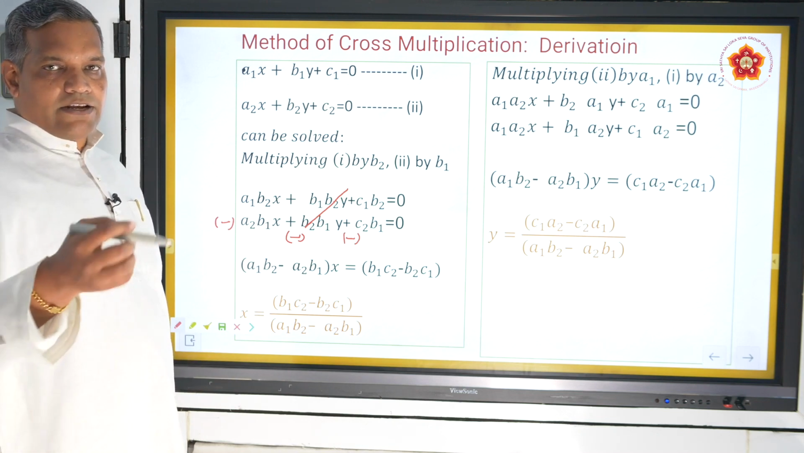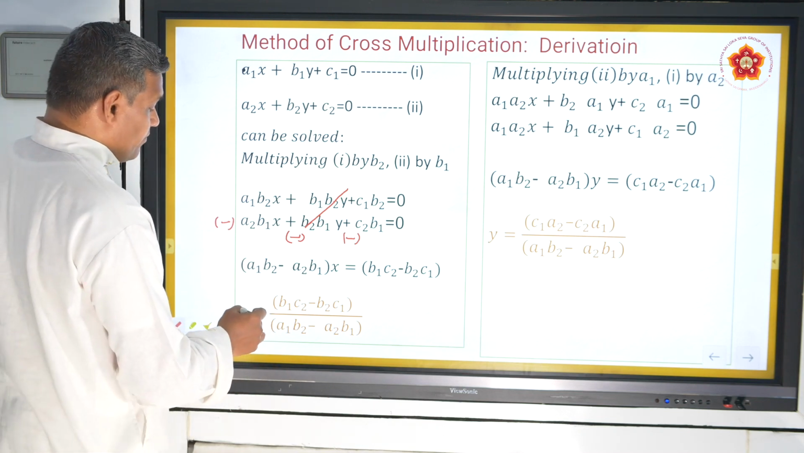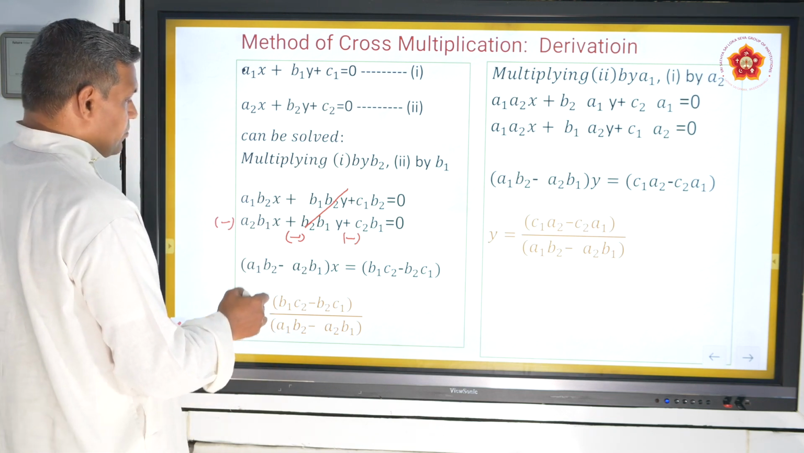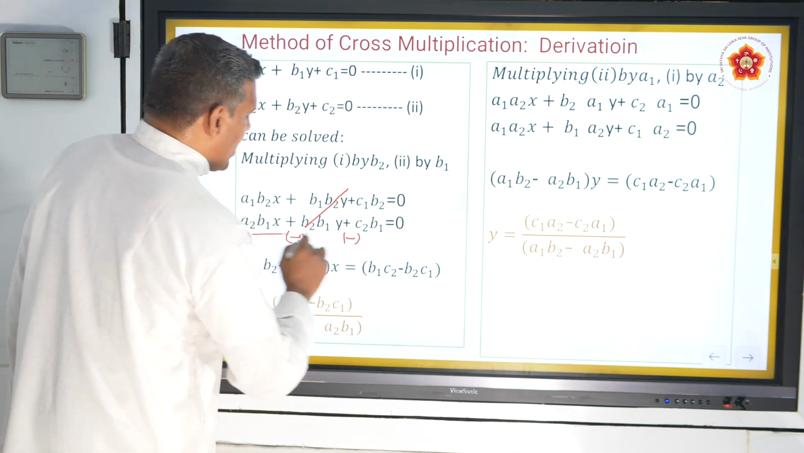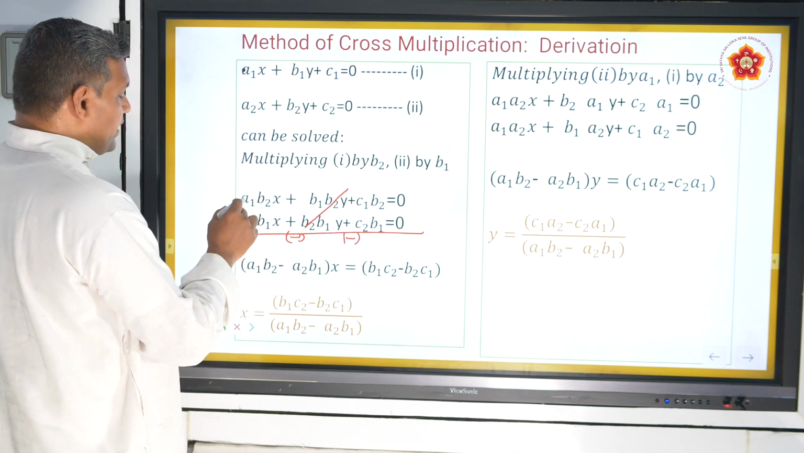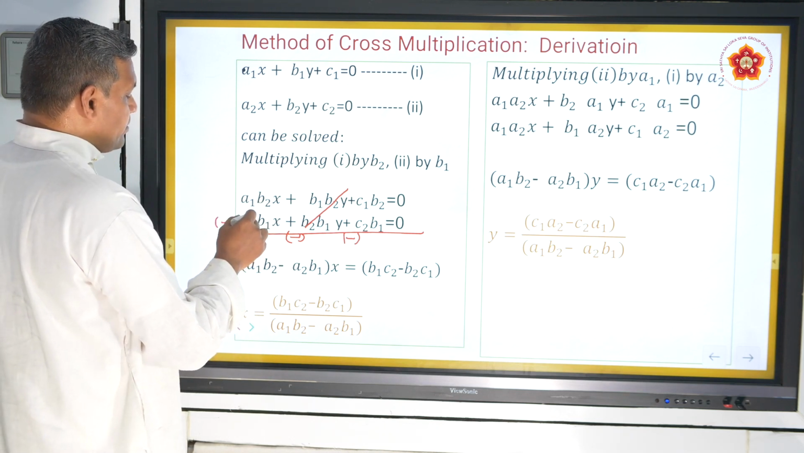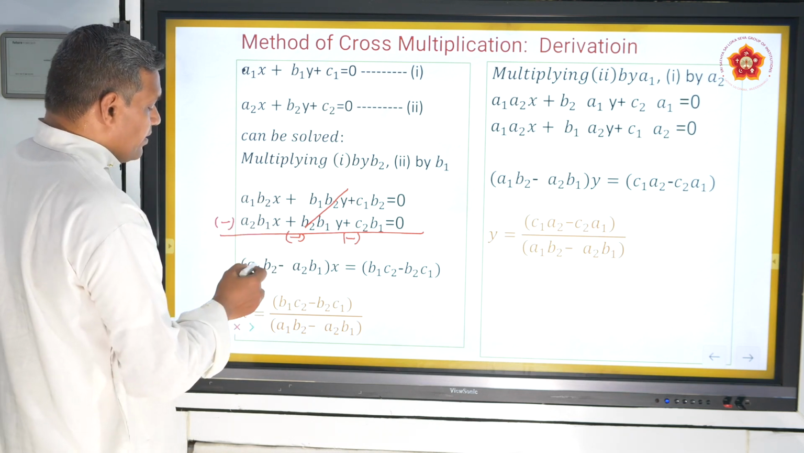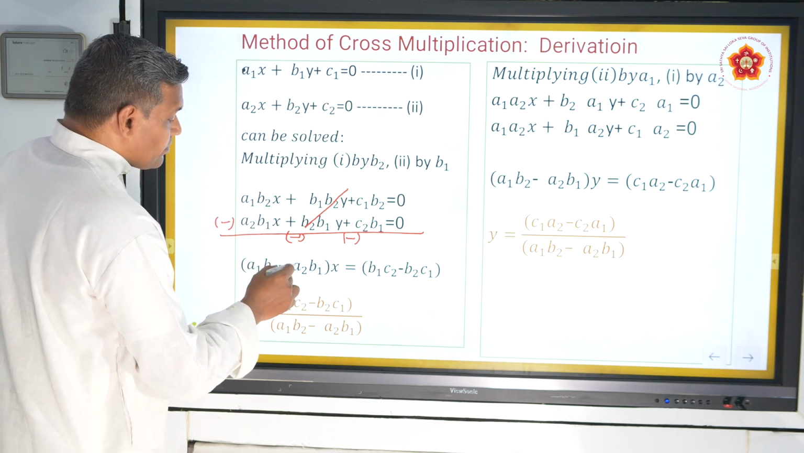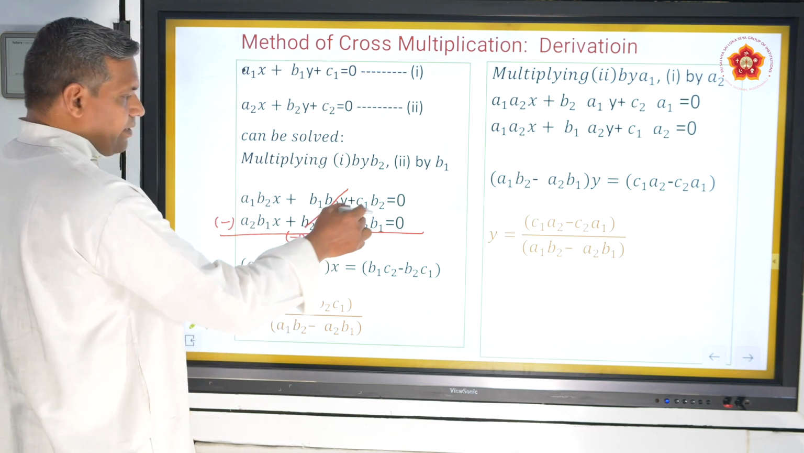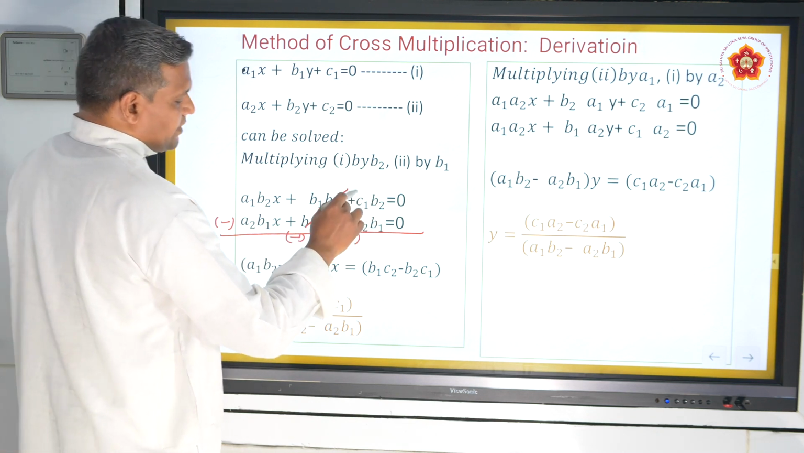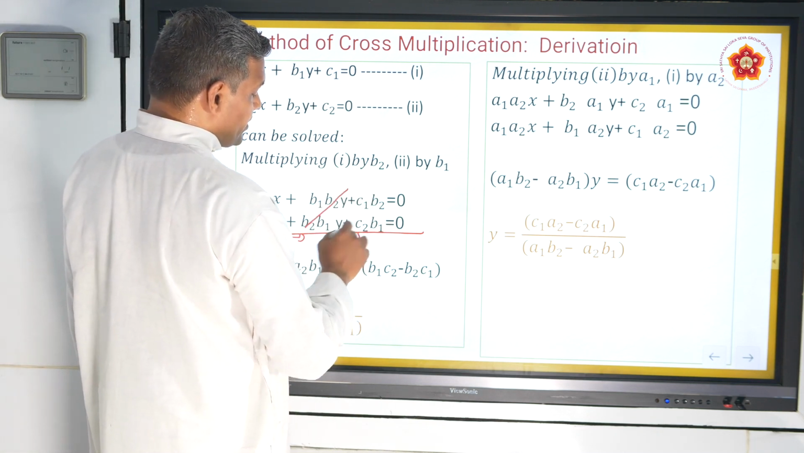Whatever remains is the value of x. Now let us look into the value of x. After I change the signs, I am going to add. When I add, what I'll get? a1 b2 x, a2 b1 x. So a1 b2 x minus a2 b1 x, but I took the x common, and what remains here is c1 b2 c2 b1.